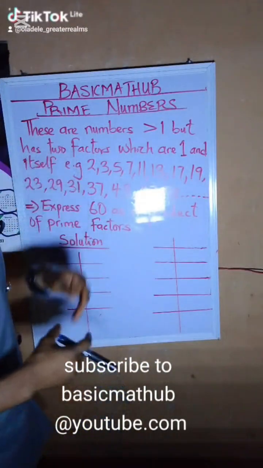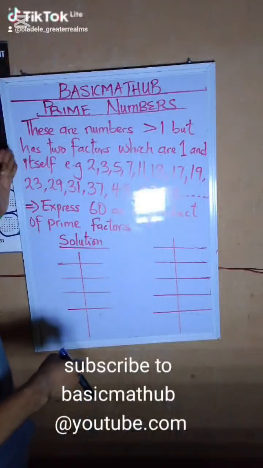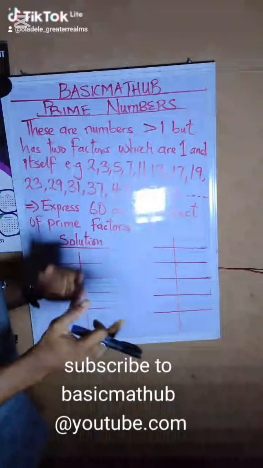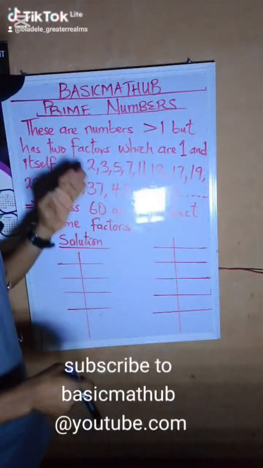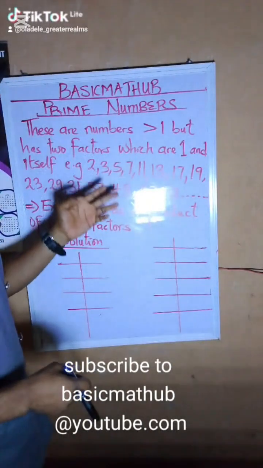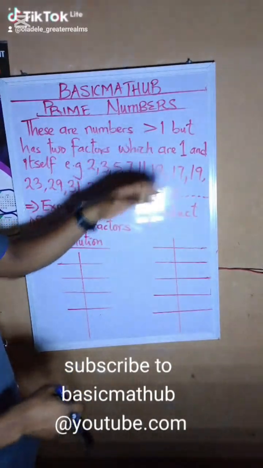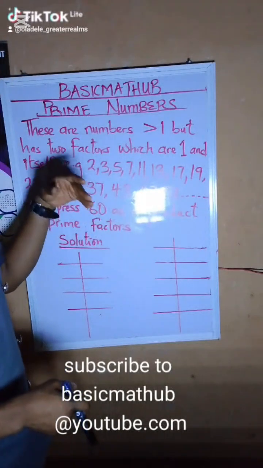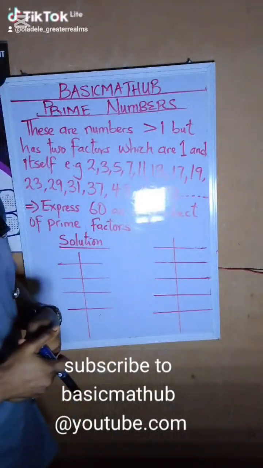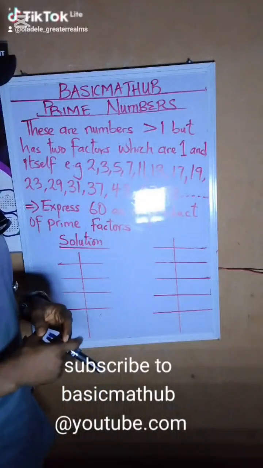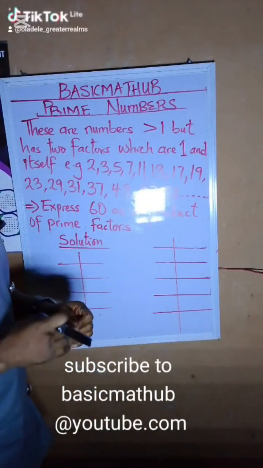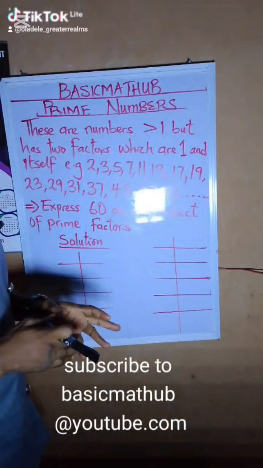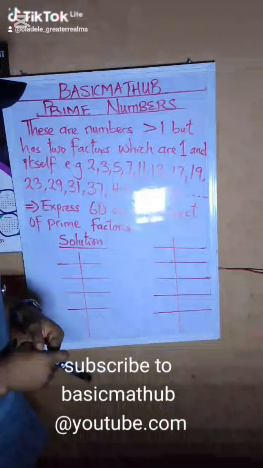These are numbers greater than 1 that have only two factors, which are 1 and itself. Examples of those numbers are 2, 3, 5, 7, 11, 13, 17, 19, 23, 29, 31, 37, 43, 47, 53, and so on and so forth. Prime numbers are very, very useful, and we'll be using them as our basis for the next few episodes that will be coming after this.